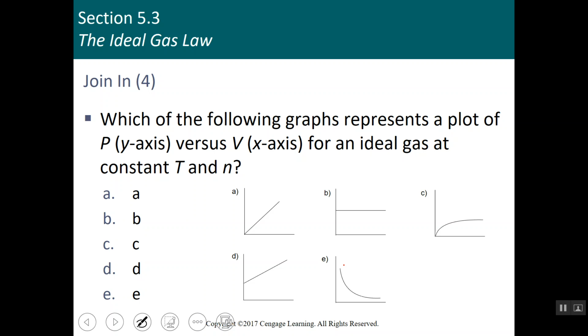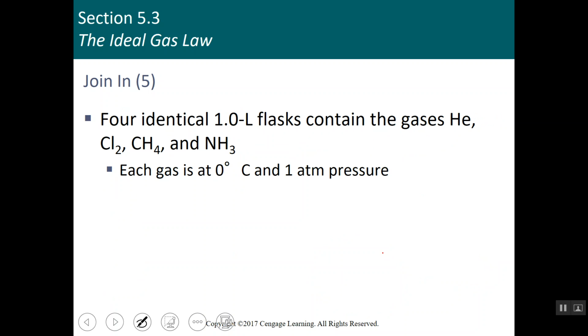Pressure versus volume. What happens to pressure when you increase the volume, or vice versa? These two are inversely related. When one goes up, the other one goes down. And so as the volume increases, the pressure should be decreasing. The only one that goes negative is E. So that is your graph of pressure versus volume.